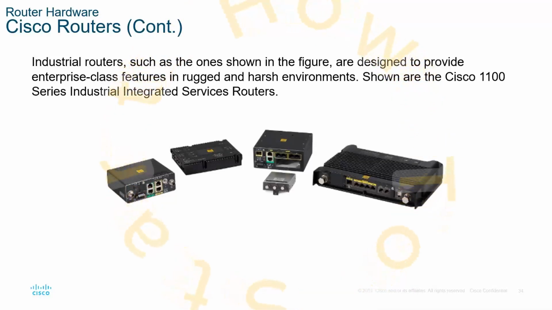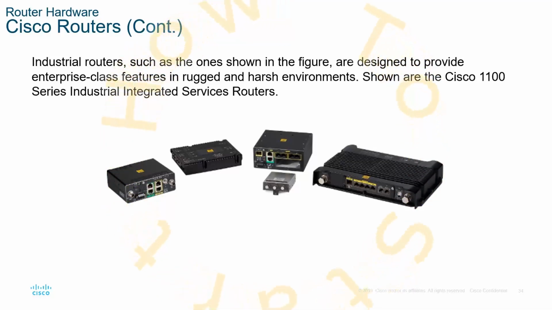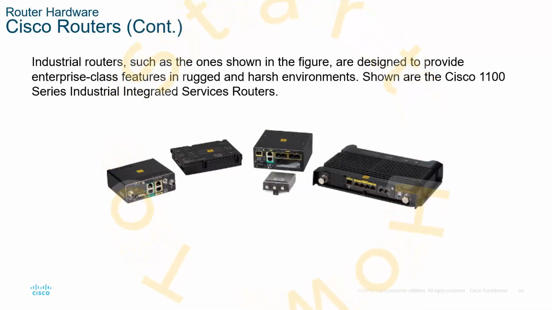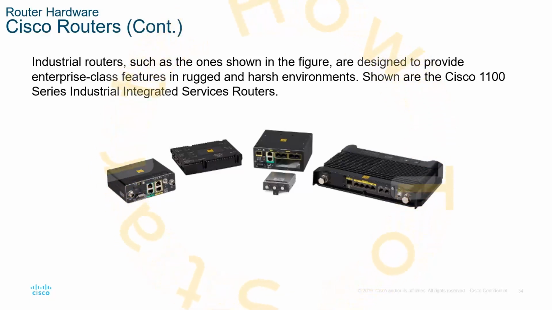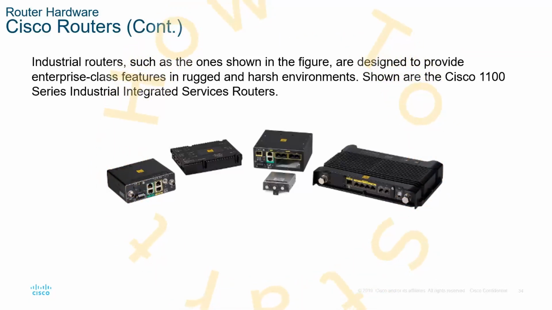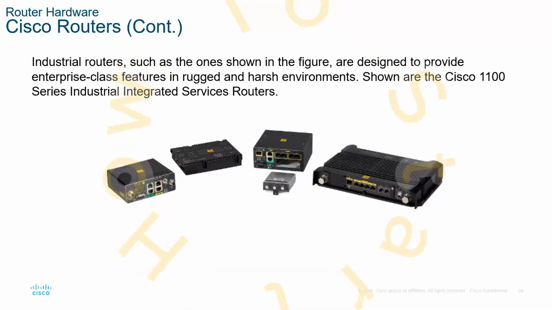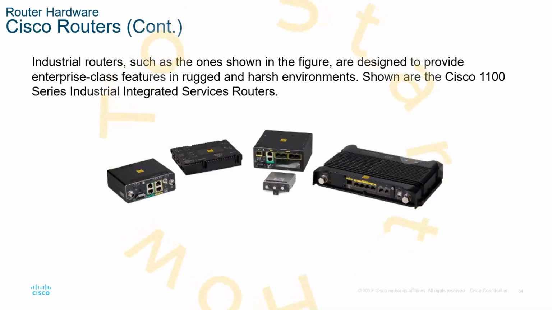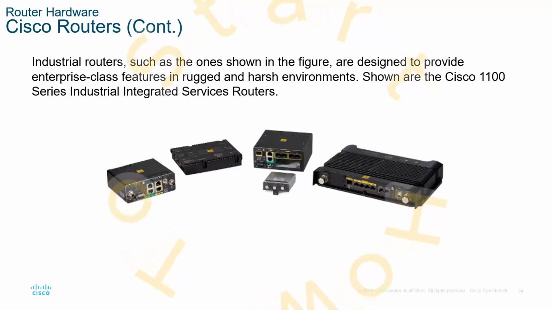We have add-ons, because as our connections come into our routers, we may have different types of inputs that are required. So industrial routers, such as the ones shown below, could be the Cisco 1100, it could be a home router, it could be a dial-up router. It just really depends on what we need.